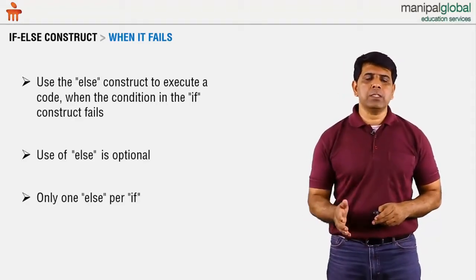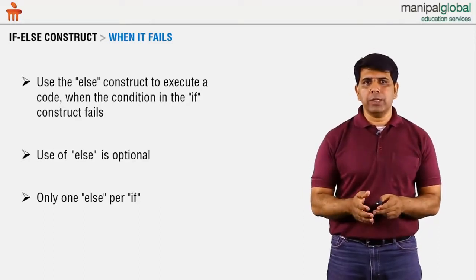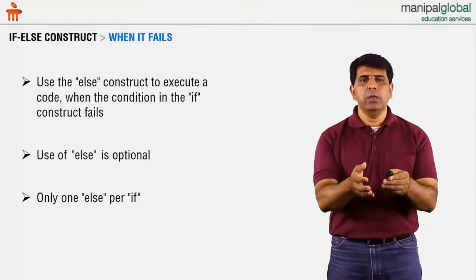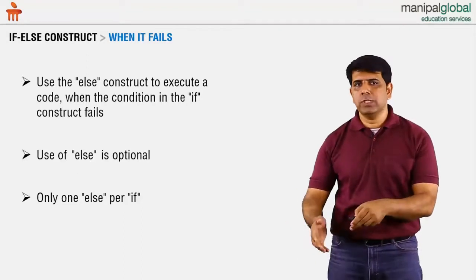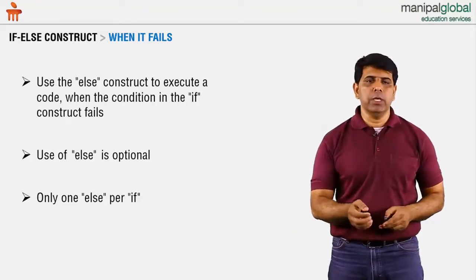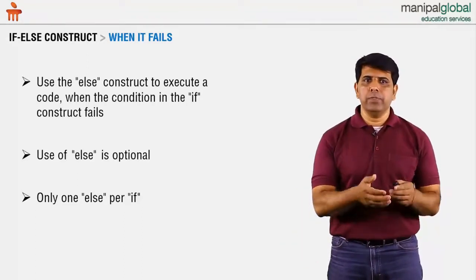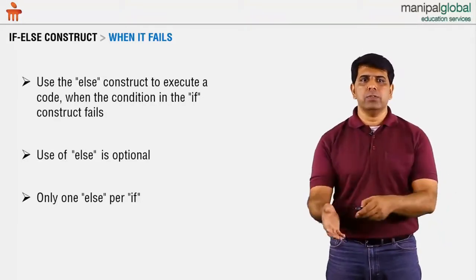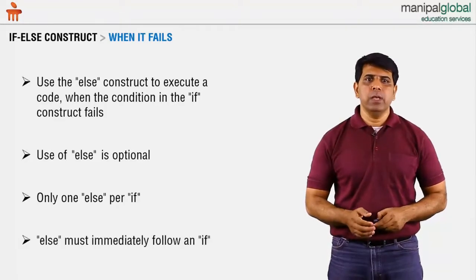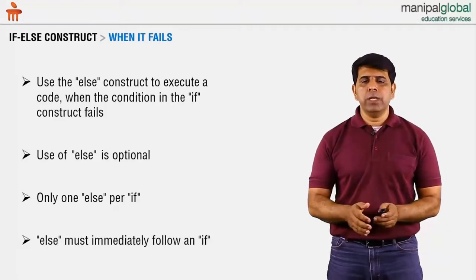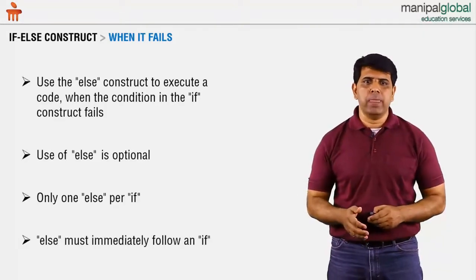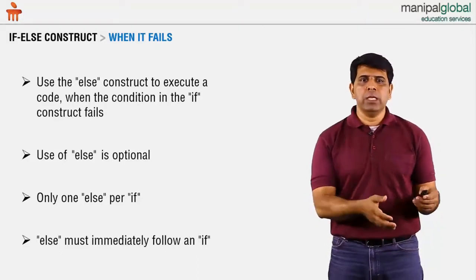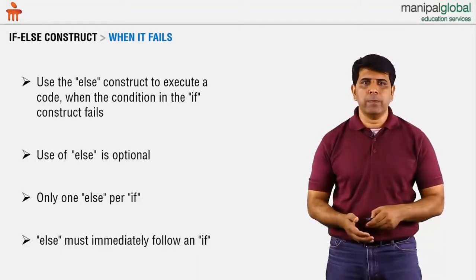Only one else per if construct. So you can't really say if one condition, else do this, else do this, else do this. You can't do that because for a given Boolean expression, there is either a true or a false. So when it's false, you do the else part. Now else must be given immediately after an if. You can't have something in between the if block and the else block.